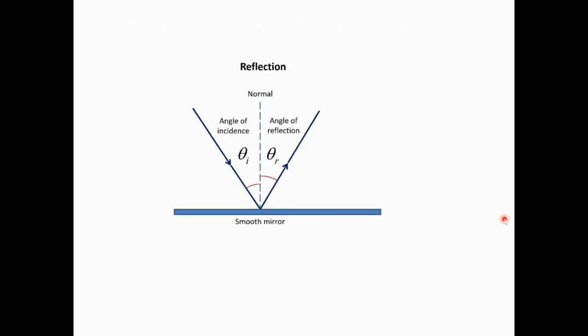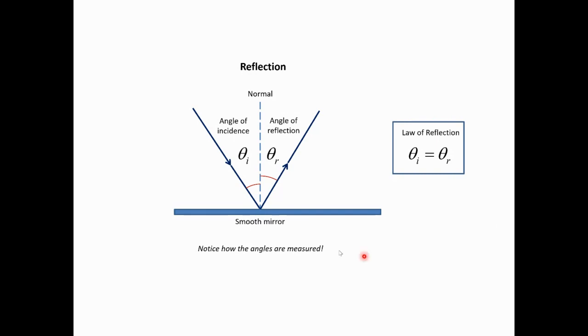Okay, you know about reflection. The angle of incidence equals the angle of reflection. Just be careful about how you measure these angles. The angles are always measured from the ray to a normal. A normal is simply a line that's perpendicular to the surface. You don't measure from the surface to the ray. That's a mistake that I see all the time.